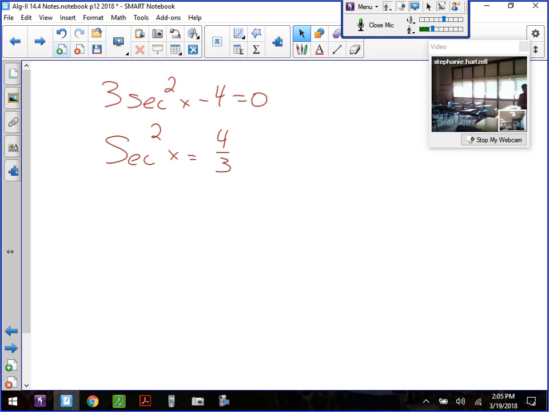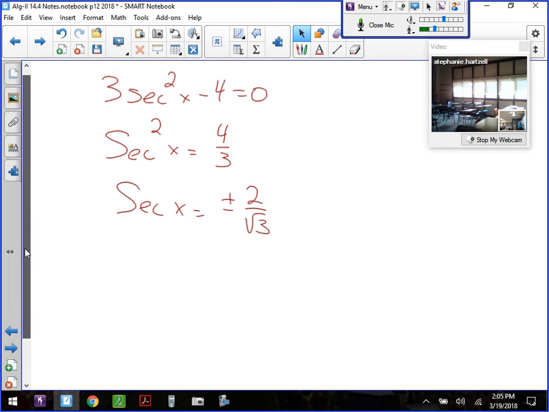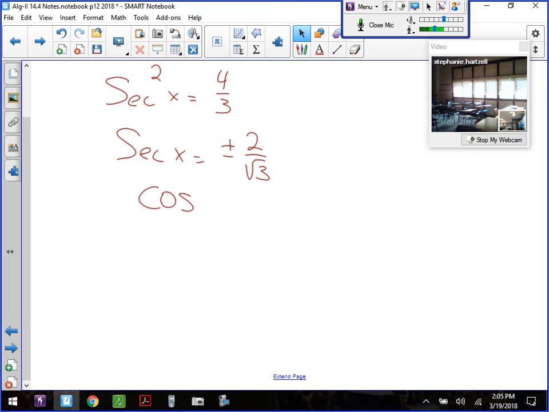At this point, did you guys reciprocal it or did you take the square root first? You can do either one, it's perfectly fine. I would do the square roots first and then I would reciprocal everything. So I have secant of x is plus or minus 2 over root 3. And then I would reciprocal it. What's the reciprocal function of secant? Cosine, very good.